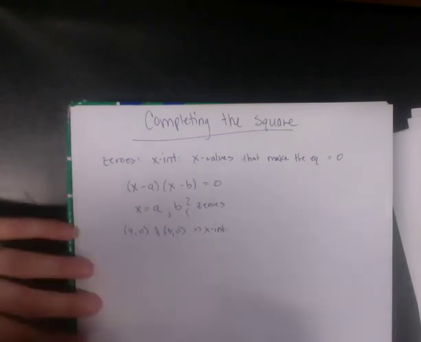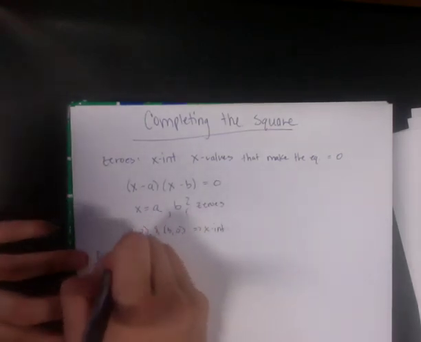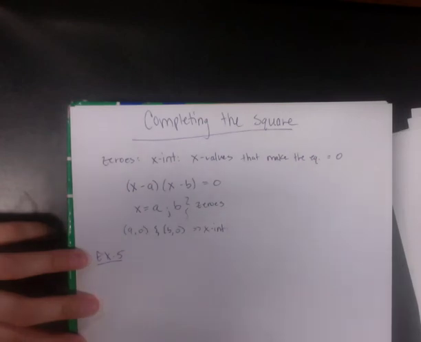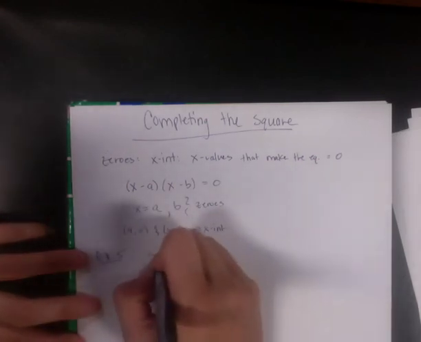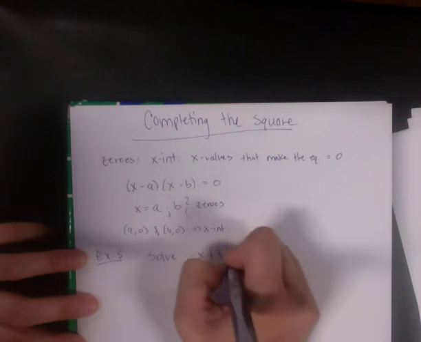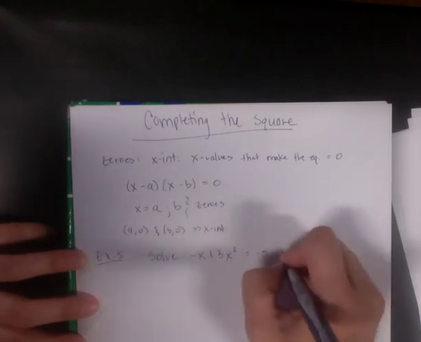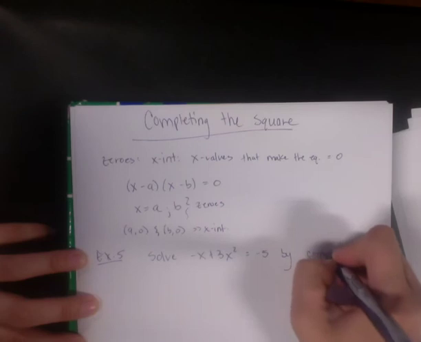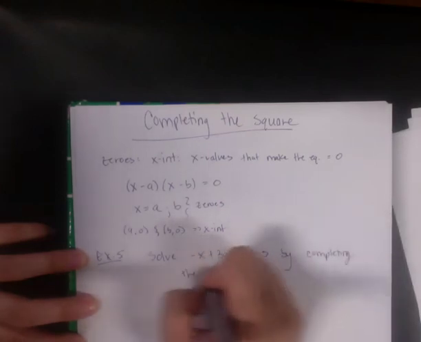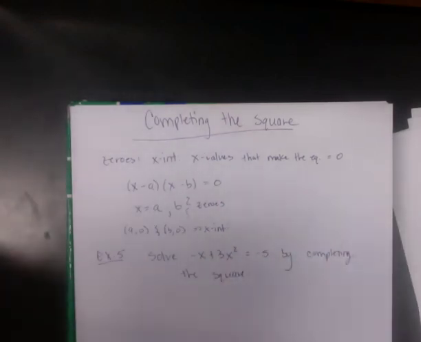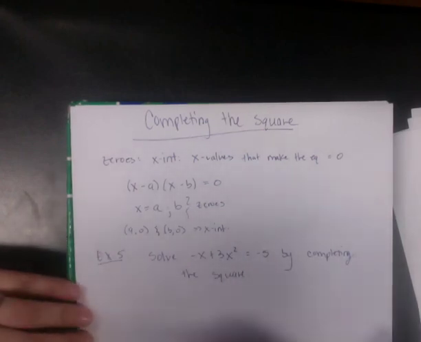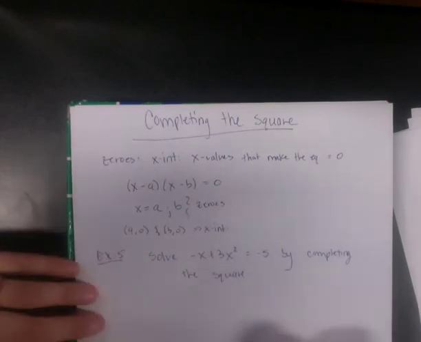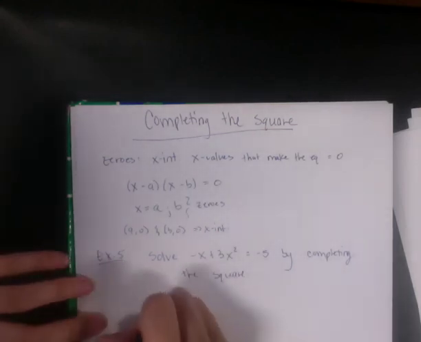Now, completing the square, I'm just going to show you by an example. Example 5. We want to solve negative x plus 3x squared equals negative 5 by completing the square. Completing the square we're going to do in many different facets this year in pre-calc. So if you are unsure of completing the square, make sure you come in for help and we can get it figured out. Now the first thing I want to do is rearrange this.